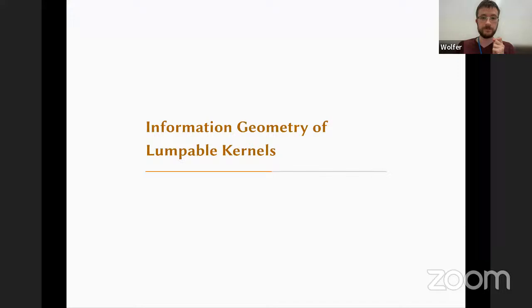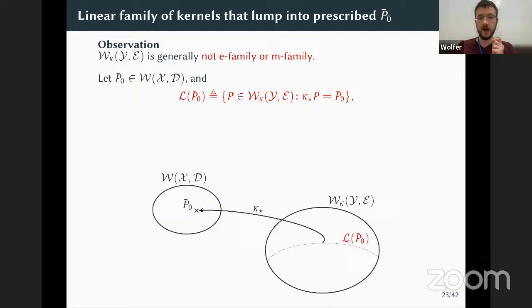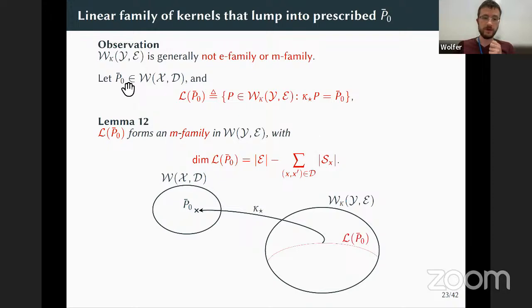and these ideas extend to higher order. And finally, I would like to discuss lumpable kernels and their geometry. So a first observation we make is that W kappa is generally not an E family and is generally not an M family. However, there are still many things we can say about it. So let's introduce a P0 bar belonging to a base space, and we'll consider all the matrices in the larger space that are lumping into P0 bar, and we'll denote these by L of P0 bar. It can be shown that L of P0 bar forms an M family in the larger space W_Y, and that the dimension of this linear family can be understood.